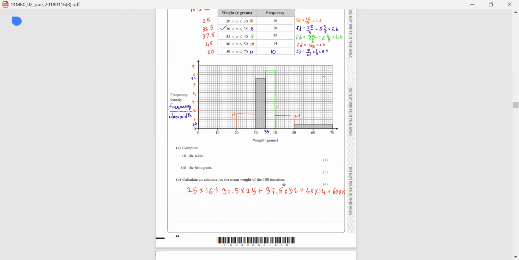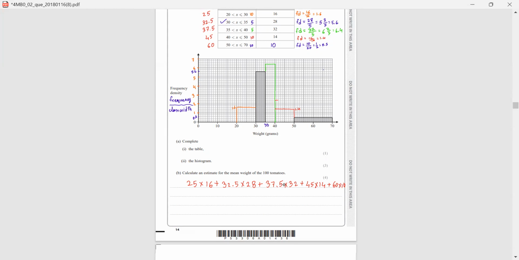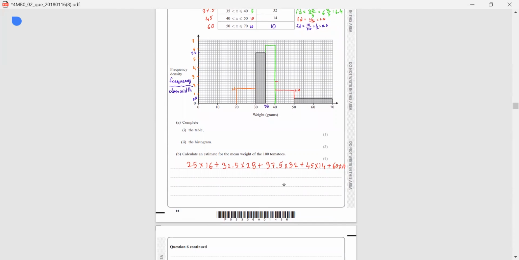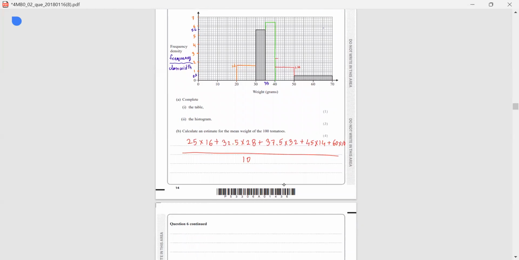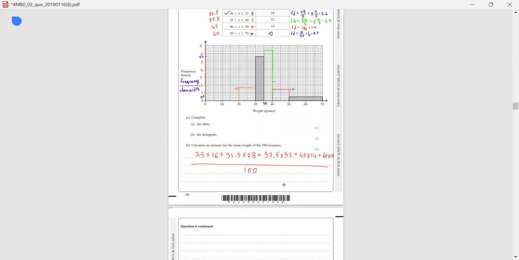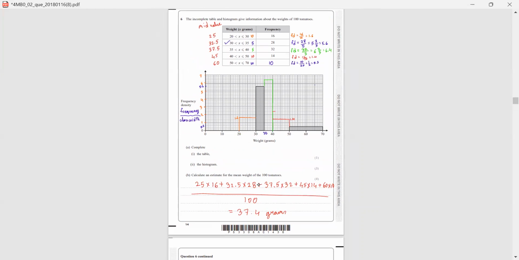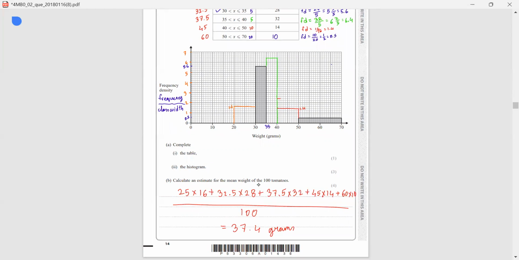So this is our estimated total weight of 100 tomatoes. This is not the actual weight, estimated total weight of 100 tomatoes. So we will divide it by 100. After calculating, we will get that the mean weight of each tomato will be 37.4 grams. This is the estimated mean, 6B.